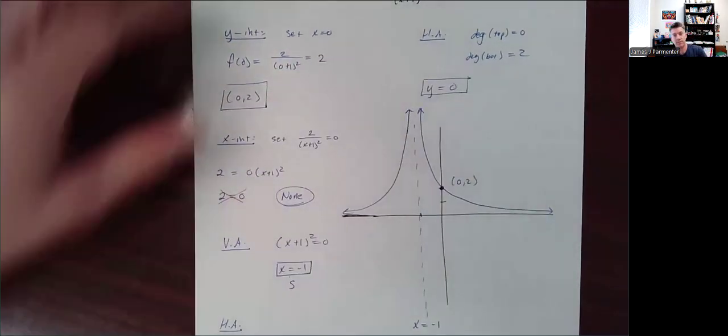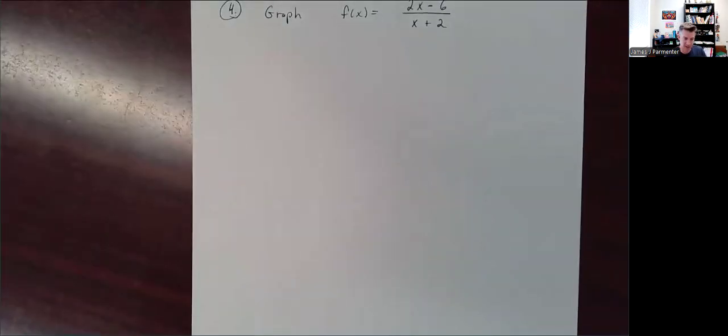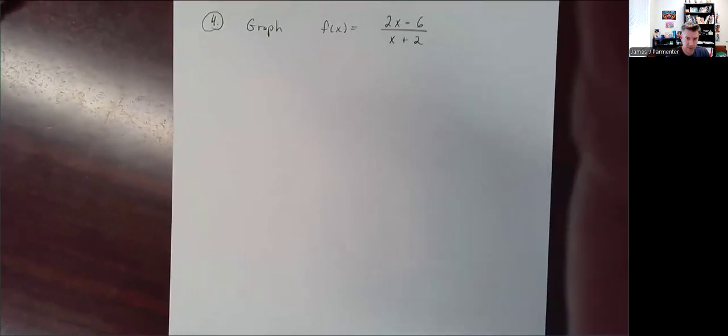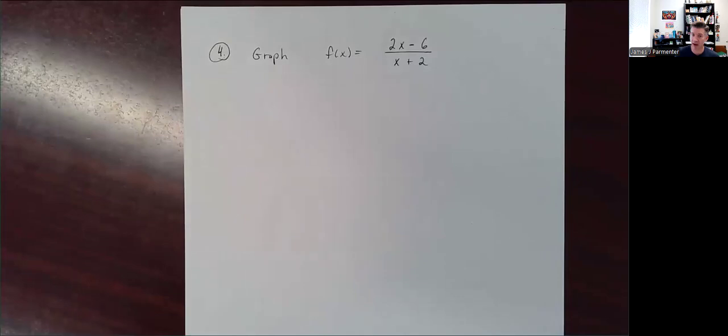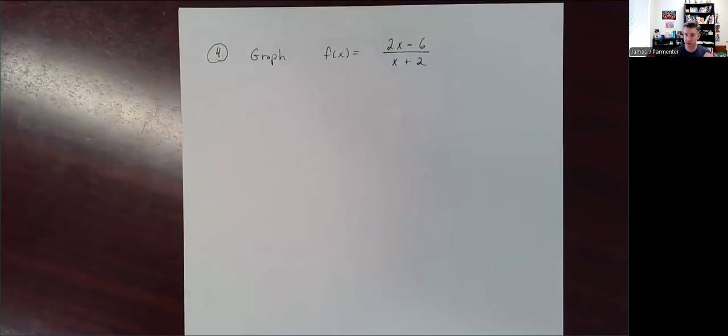Let's do another one. I'm going to zoom out just a little bit so it's hopefully a little easier to see everything I'm writing here. Okay, we're going to graph f of x equals (2x minus 6) over (x plus 2).